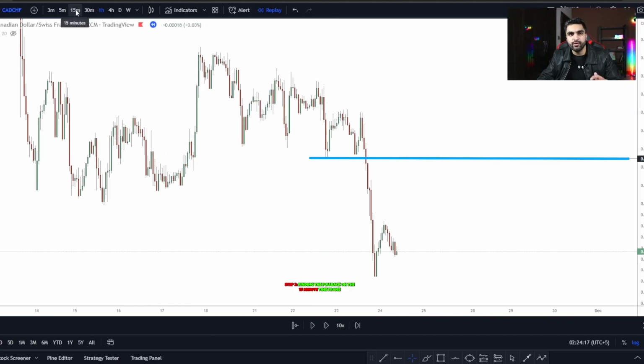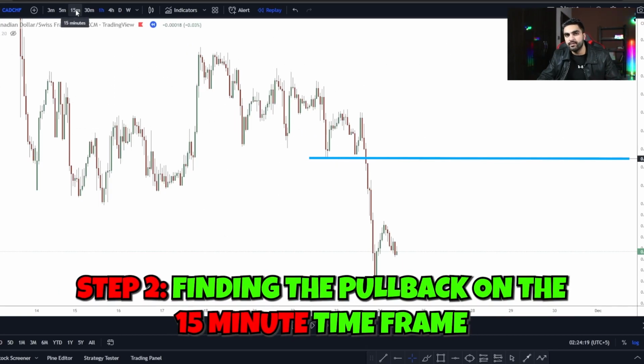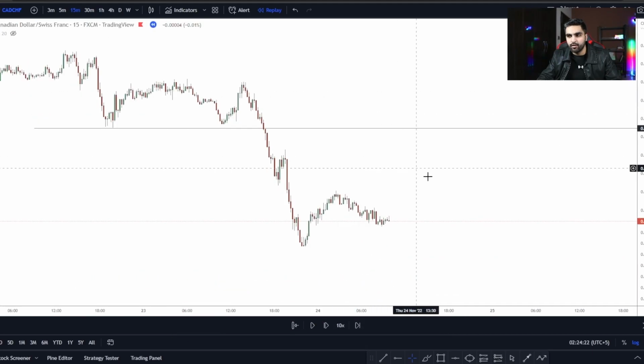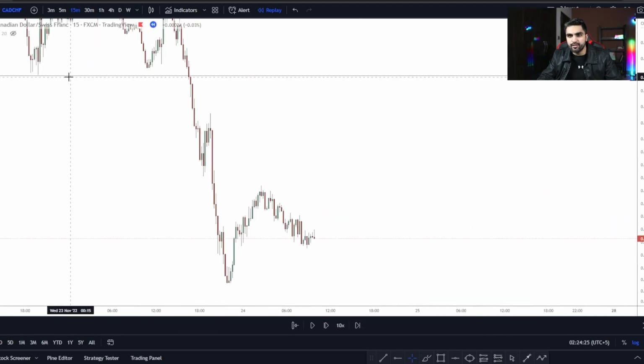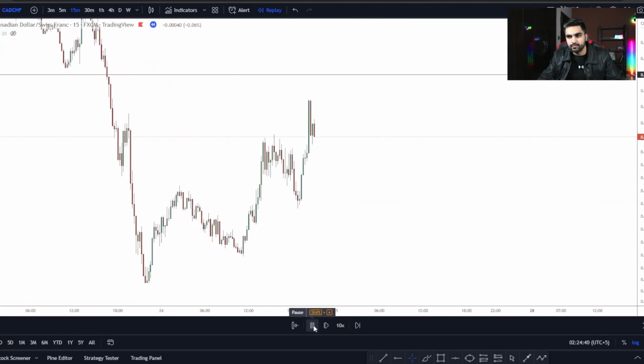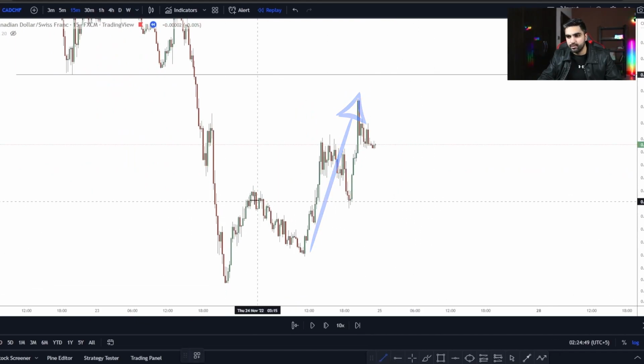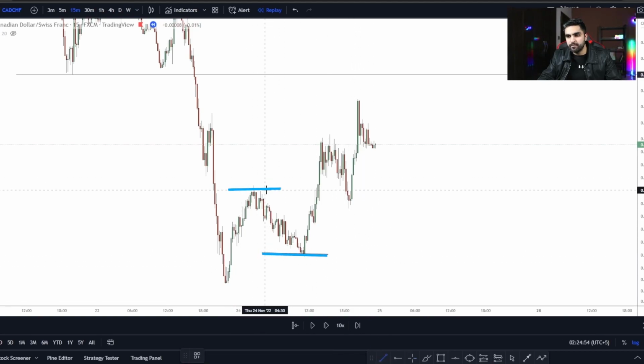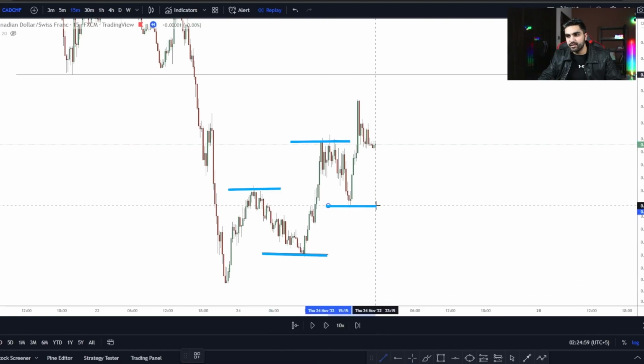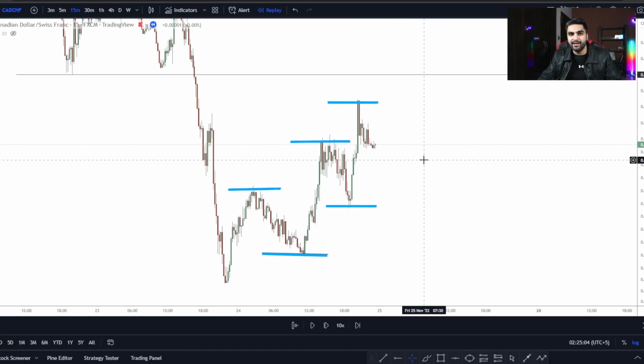So let's move down to our second step, which is finding the pullback on the 15-minute time frame. On the 15-minute time frame, this is the support level. We have put our line right at the support level, and inside this pullback you can definitely see how the buyers are making the move to the upside. You have this high right here, then the market made a higher low. We broke the previous high, made this higher high. On the 15-minute time frame, there is this higher low again. We have made a higher high and the market is making a higher low right now.